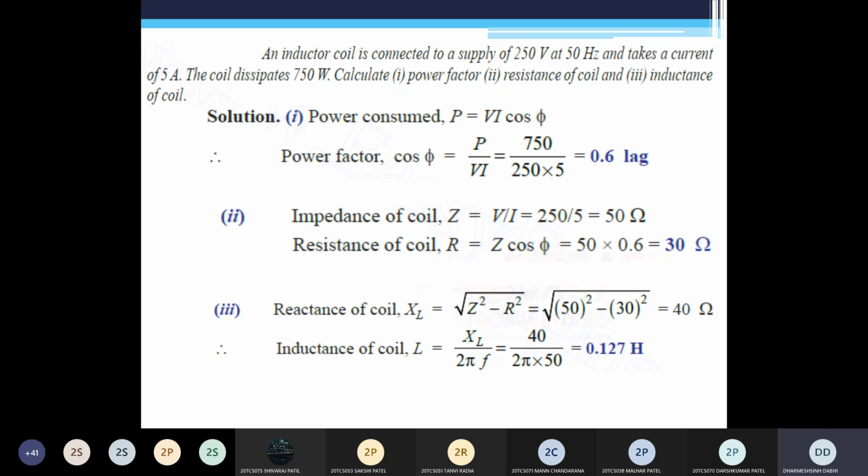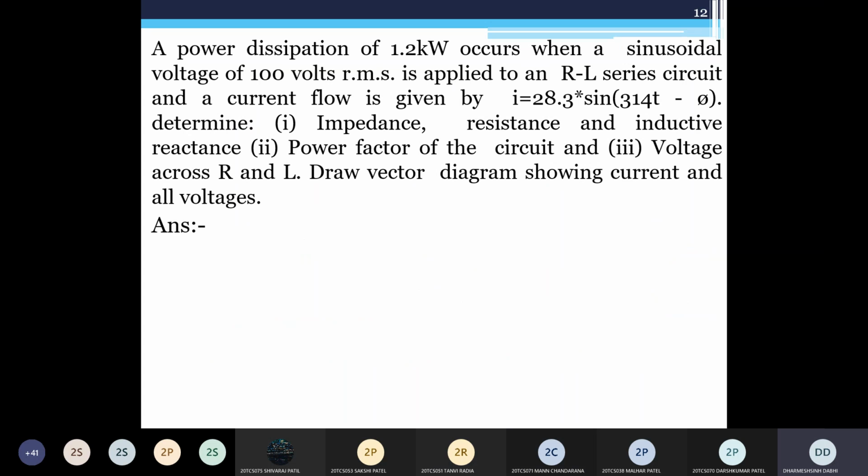All of you clear up to this? Is there any doubt? No, sir. Okay, so one example I give you for homework. Write down this example. We will discuss this example in the next lecture. Calculate this example and we will discuss it in the next lecture.